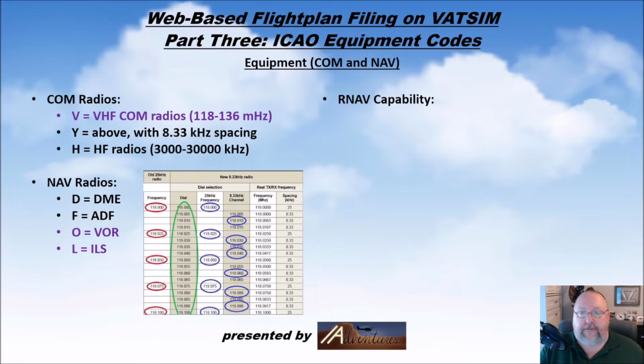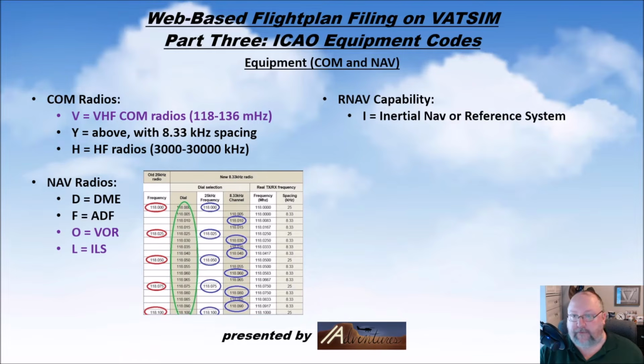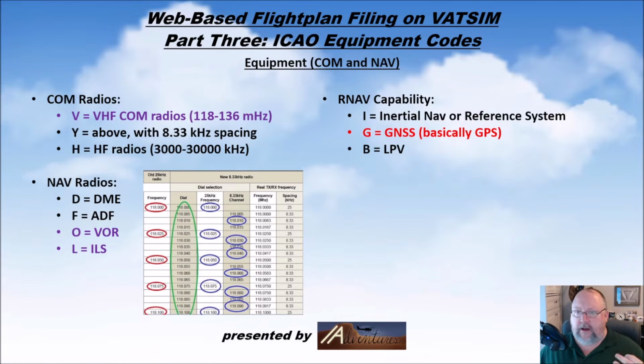In terms of your RNAV capability, we've got the letter I, which indicates an inertial nav or an inertial reference system. We've got the letter G, which indicates GNSS. That's basically the same thing as saying that it's GPS equipped. Letter B indicates that your aircraft is LPV capable. What's that mean? That means that your RNAV receiver is precise enough that it can give you lateral and vertical guidance on an approach. Only the most modern and precise versions of your inertial nav systems, GPS systems, are able to do that, and you indicate that capability with the letter B there.